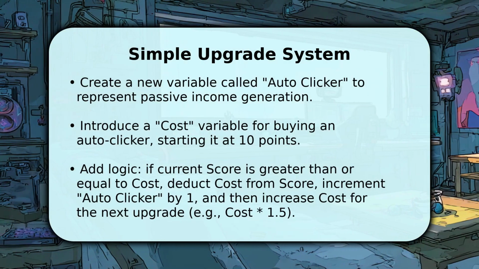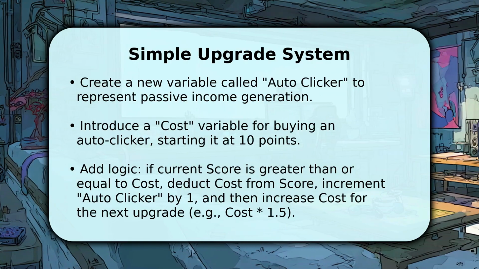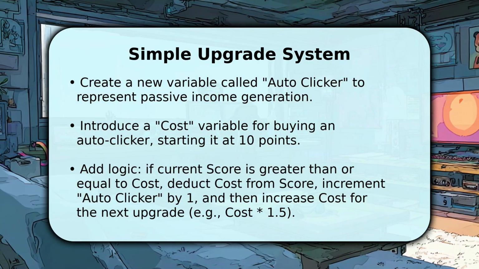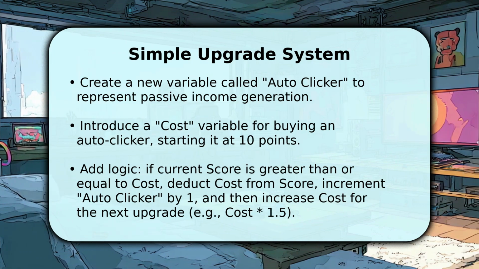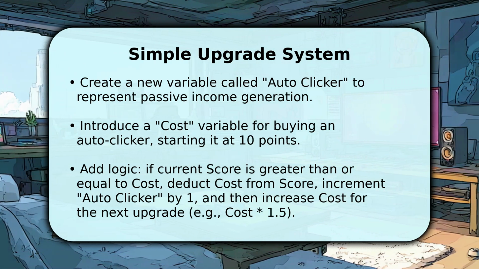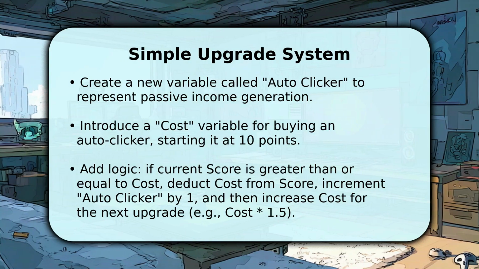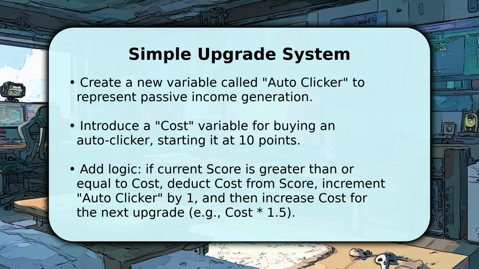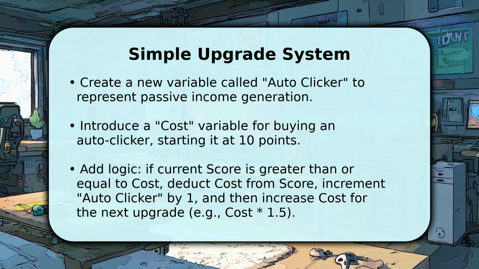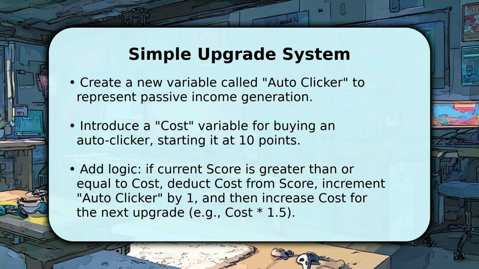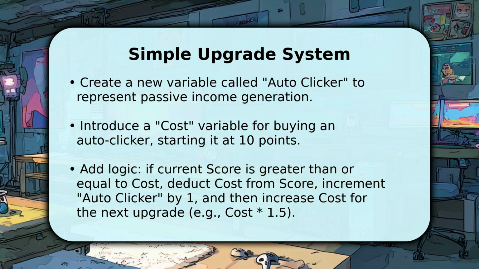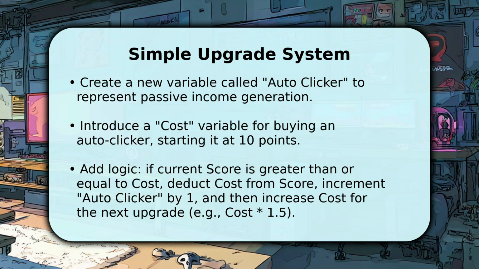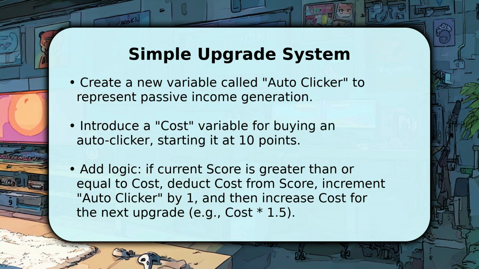Let's introduce an upgrade system to keep things interesting. Create a new variable called Auto Clicker. This will represent how many automatic points you earn over time. You'll also need a cost variable starting around 10 points. When players want to buy an auto clicker, check if their current score is enough. If so, subtract the cost from their score, increase the auto clicker variable by 1, and then make the next upgrade more expensive, maybe by multiplying the cost by 5.